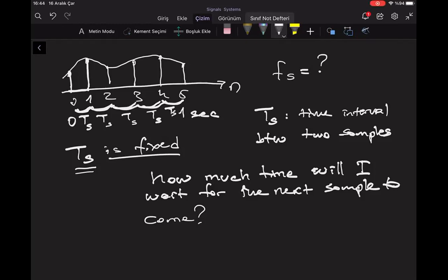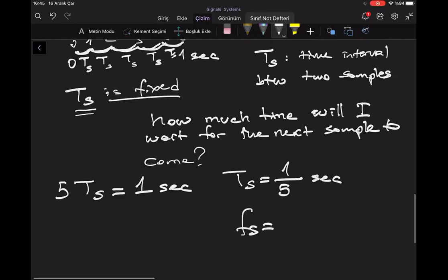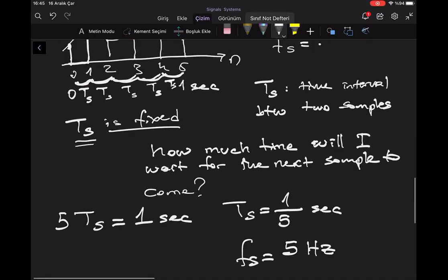Yes, hocam. Even though there are 6 samples here, I have to think in terms of how much time passed from one sample to the next one. So if I have TS, 5 TS being equal to 1 second, TS is going to be 1/5 seconds, right? So what is my sampling frequency? 5 Hertz. Are you with me, guys? So we have to think in those terms.